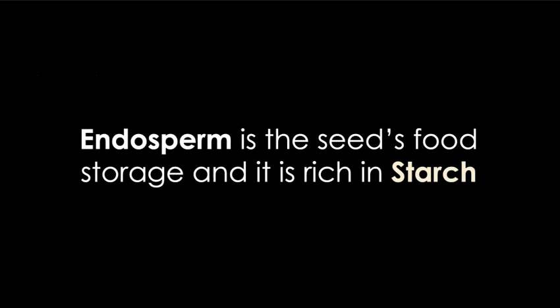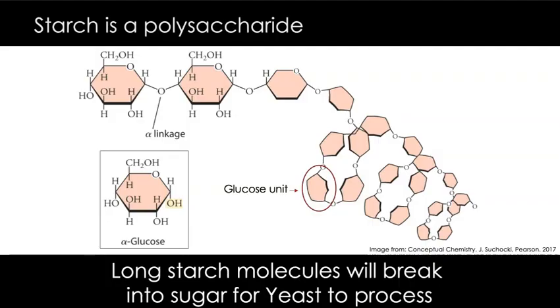Now, what is endosperm? Well, endosperm is the seed food storage, and it's rich in starch. And the reason why we want starch is because starch is a polysaccharide. It's a long molecule, it's a polymer, and in a polymer you have repeating units of a monomer. In this case, our monomer is glucose, alpha glucose, and then we have repeating units of glucose attached next to each other, something similar to a pearl necklace. So these long starch molecules need to break into shorter sugar molecules for our yeast to process and be able to produce ethyl alcohol.